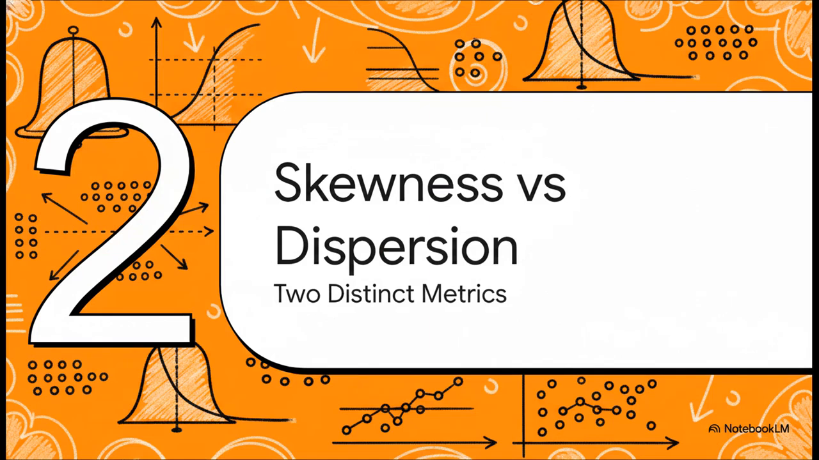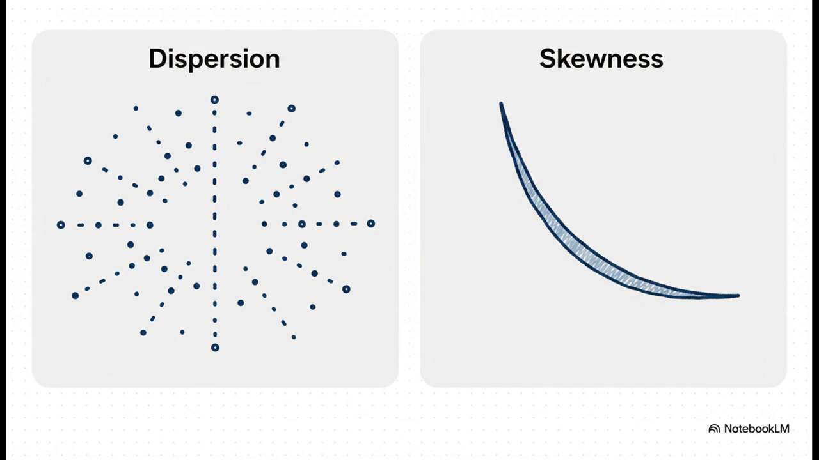Moving right along to part 2, skewness versus dispersion. Listen up, because examiners absolutely love to try and trip you up here. Students mix these two concepts up all the time. Both deal with how data deviates from the center, sure, but dispersion is all about the degree of scatter. Think how much the data is spread out. Skewness, on the other hand, measures the departure from symmetry. Think in what manner it's spread. Dispersion is how much, skewness is in what manner. I definitely write those exact phrases down.